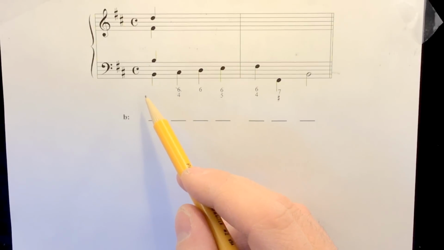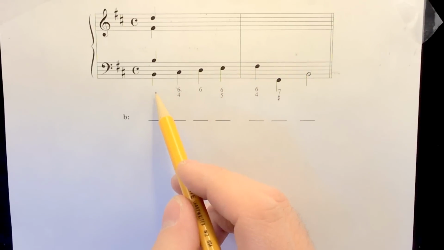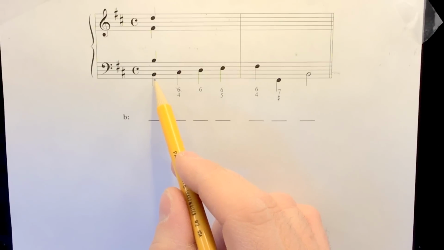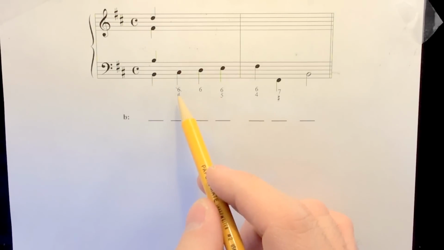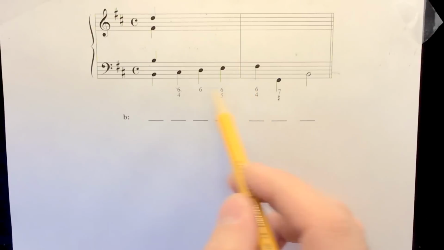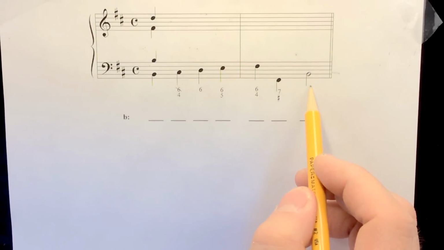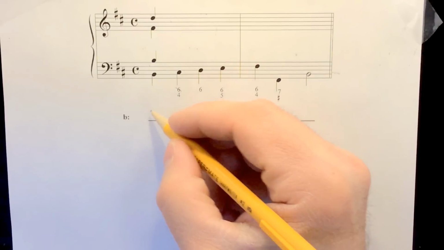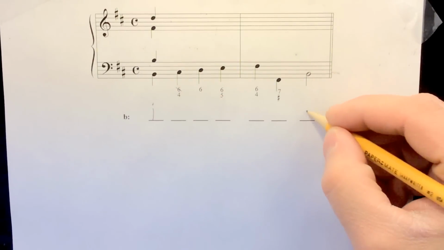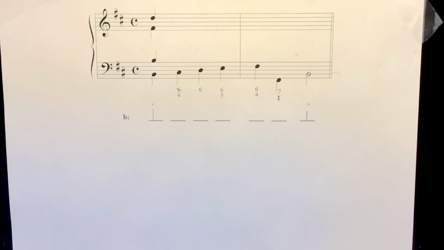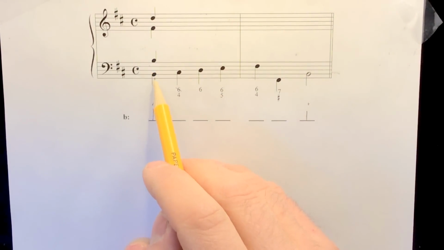Let's start off. If you see no Arabic number underneath a bass tone, then that means the chord is in root position. So no Arabic number, the chord is assumed to be in root position. So this one and this one are root position 1 chords. Again, the bottom note is B, so therefore that implies that this chord is a B minor triad.